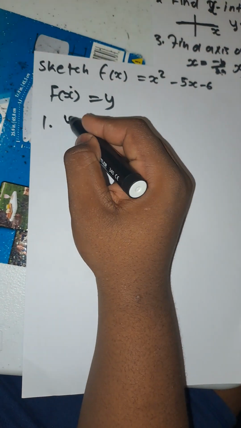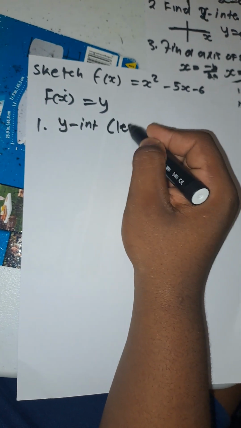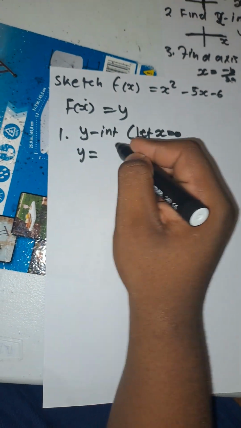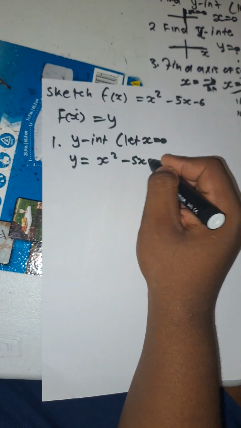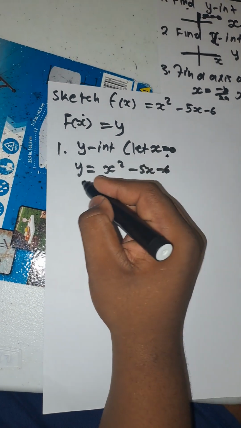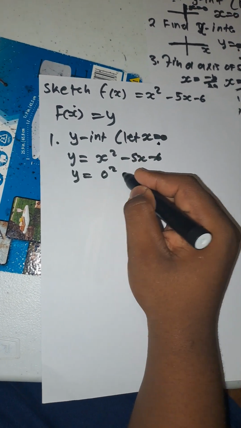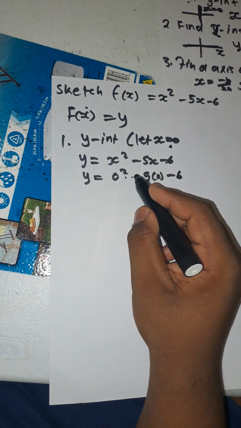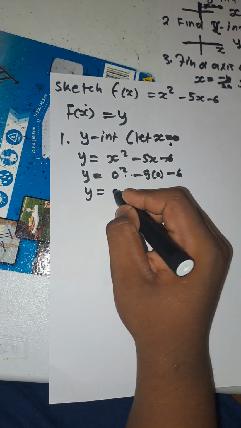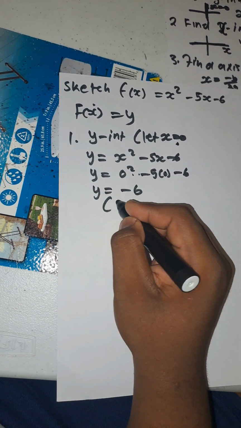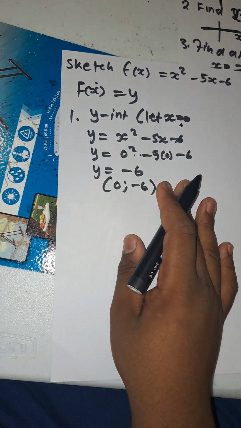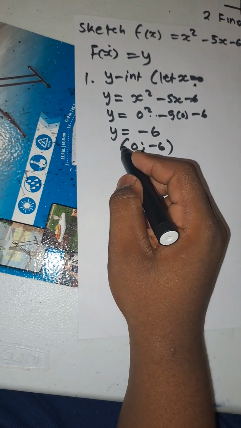Let's go. I'm going to summarize my things, but I'll be explaining. For the y-intercept, you let x equal 0. I'm going to say y equals x squared minus 5x minus 6. I said let x equal 0, then y equals 0 squared minus 5 times 0 minus 6. Everything times 0 is 0. Then y equals negative 6. Then I will write my coordinates: 0 and negative 6. This is helping you to know where you are going to put your values. This is the y coordinate.